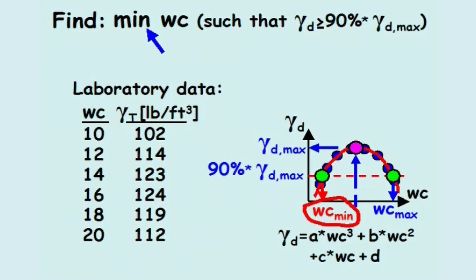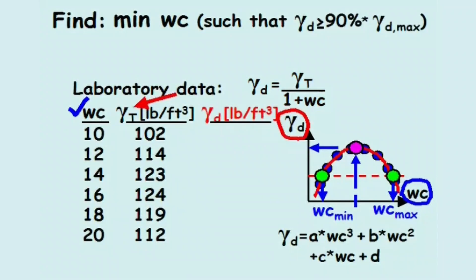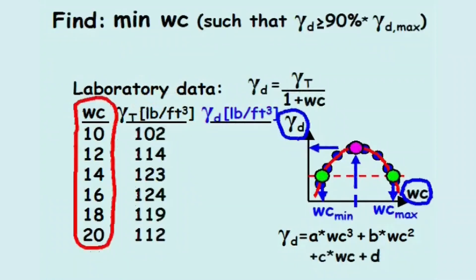Now let's look at our laboratory data. We've been given the water content, which will be plotted along the horizontal axis. We haven't been provided the dry unit weight values, but we do know the total unit weight values, and we can solve for the dry unit weight by dividing the total unit weight by the quantity 1 plus the water content. So let's add a third column to our data table for the dry unit weight.